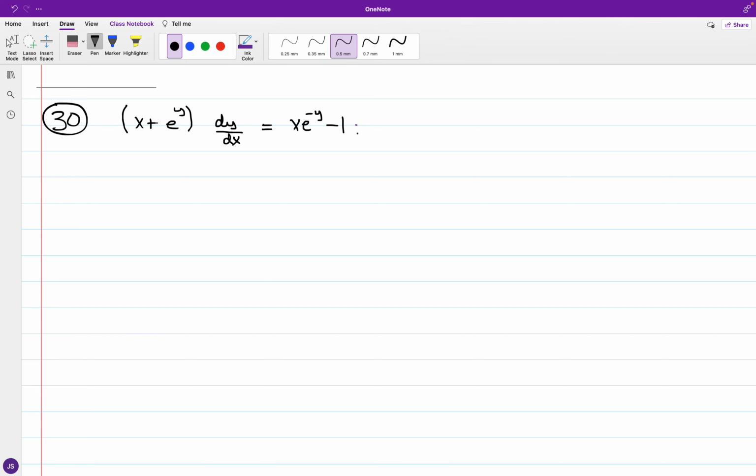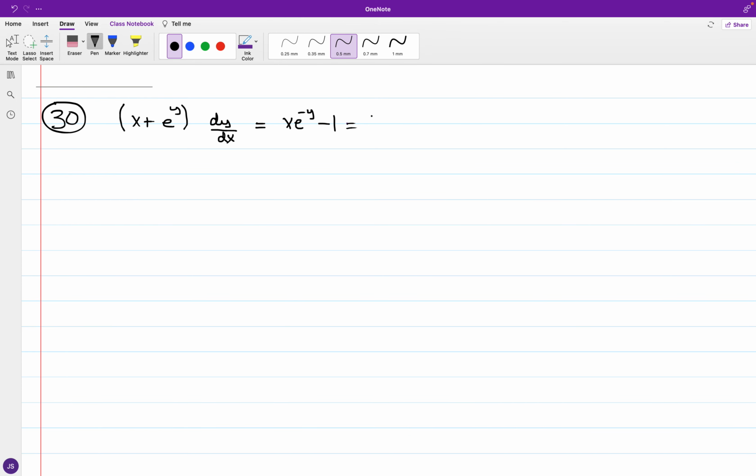Expressing in positive exponential terms, I have x over e to the y minus 1, and if I consolidate as a single ratio, with e to the y in the denominator, I can say that x over e to the y minus 1 is going to be equal to x minus e to the y all over e to the y. Looking at isolating the derivative, I'm going to divide by the quantity of x plus e to the y.